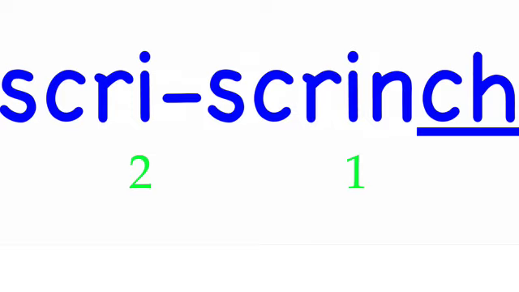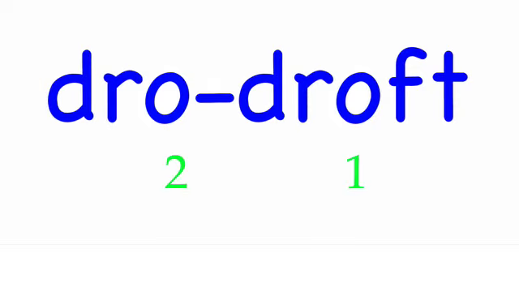Dro, draft. Dro, 3 sounds: d, r, o. Draft, 5 sounds: d, r, a, f, t. Dro, draft.